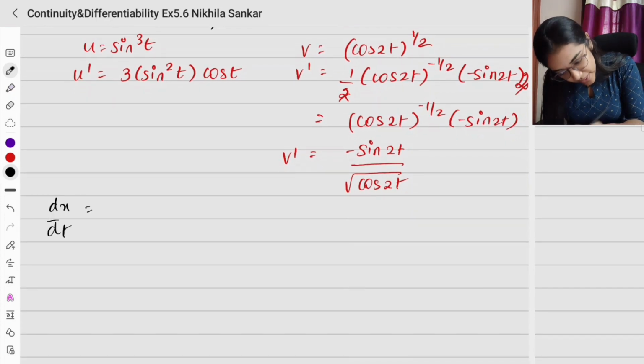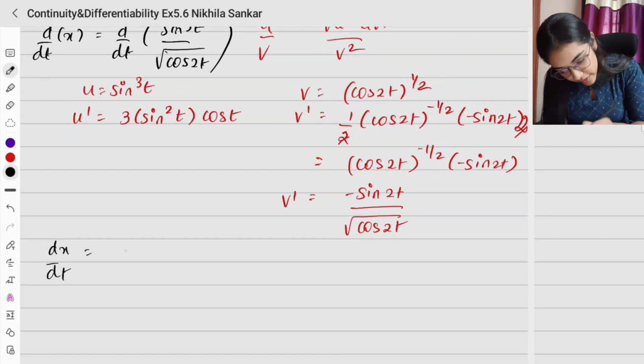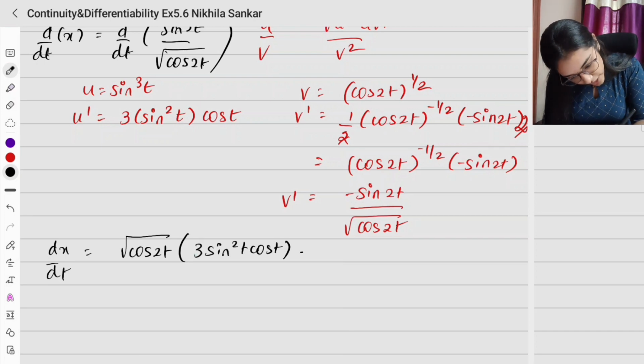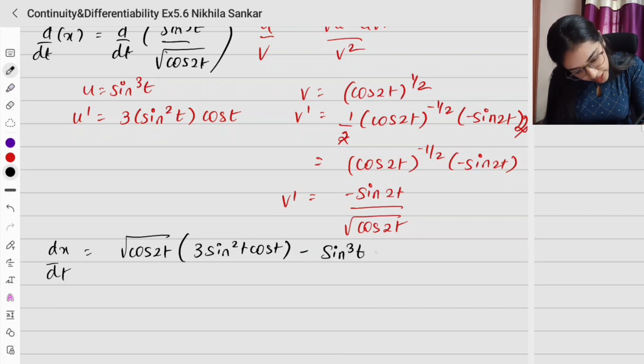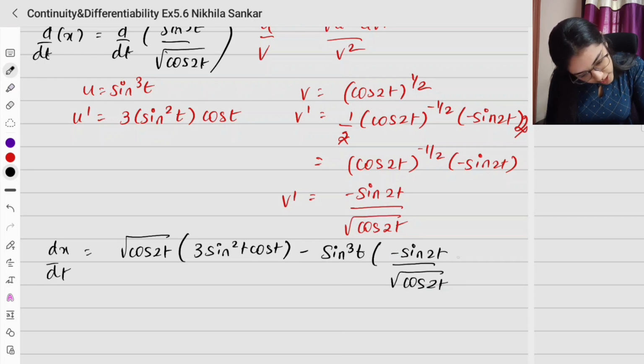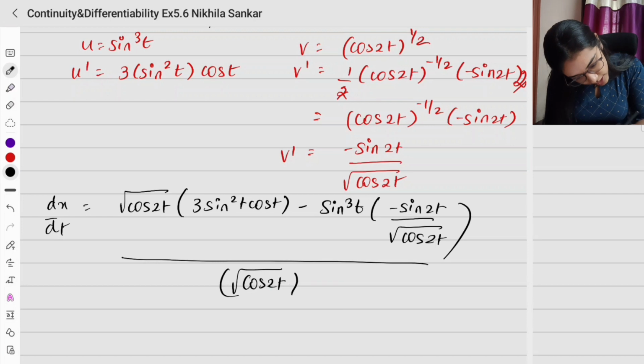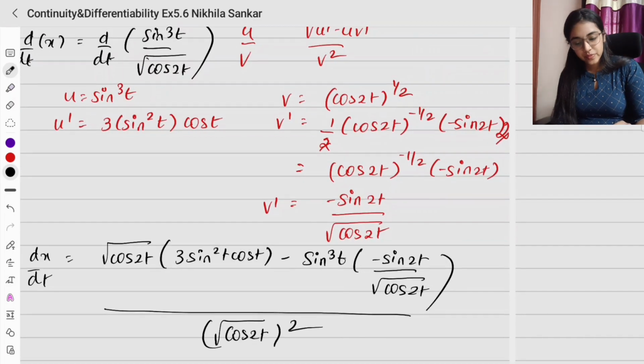dx by dt is v u dash, which is v, the square root of cos 2t, times u dash, which is 3 sin square t cos t, minus u v dash, which is sin cube t times minus sin 2t divided by square root of cos 2t, the whole divided by v square. So this is going to be the square root of cos 2t, the whole square. Okay, this is my v square.